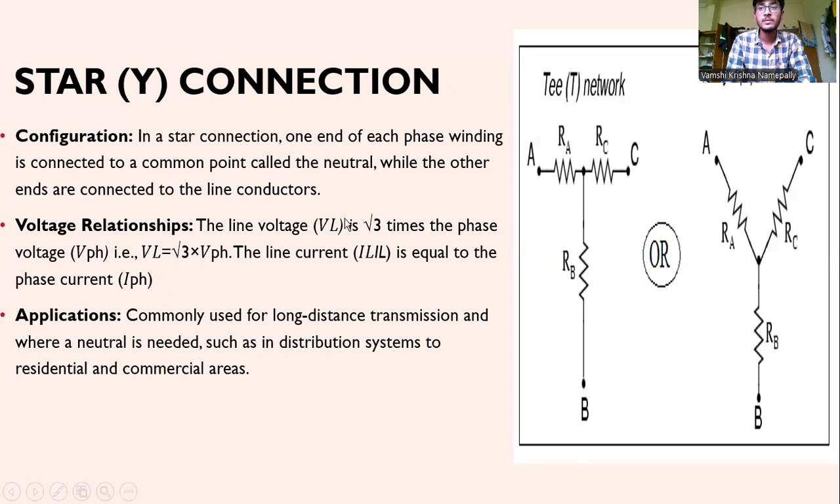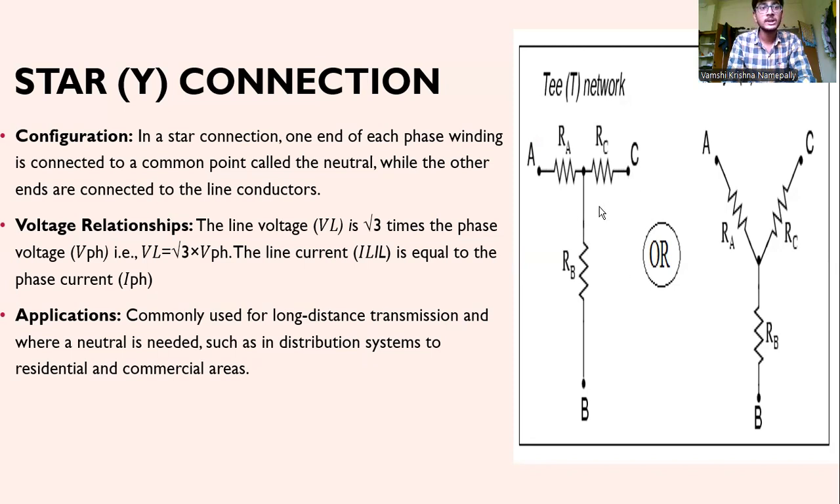Some of the applications of star connections include long-distance transmission where a neutral is needed, such as in distribution systems to residential and commercial areas. This is the diagram of the star connection T network, where the line conductors are connected end to end and all these conductors have a common neutral point.